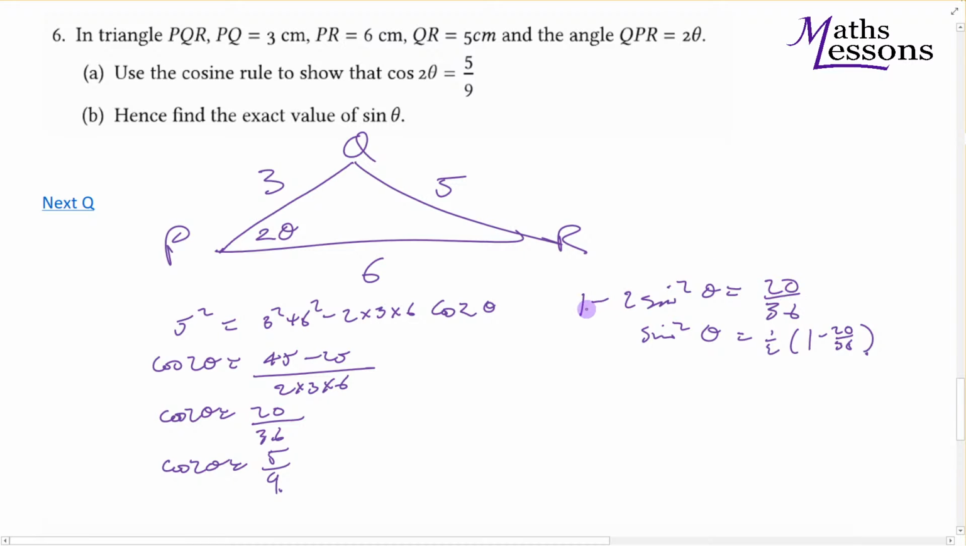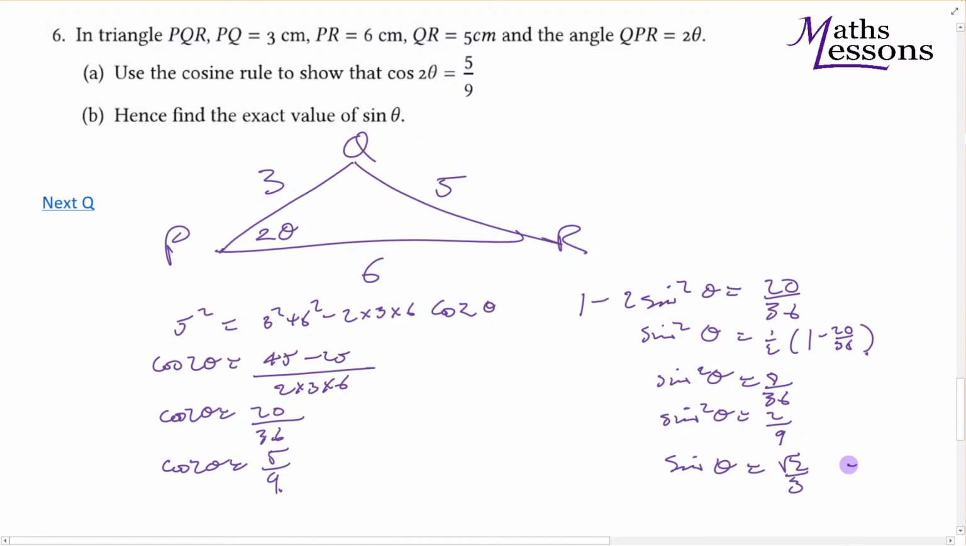Okay, take the 20 over 36 away from the 1, then divide by the 2 to get a half of all of that. So that's going to leave me with 16 over 36, and a half of that will give me 8 over 36. So we know that sine squared theta equals that, and we can cancel this down. 4 goes into both the top and the bottom, so that goes into that 2 and that goes into that 9. So sine squared theta equals 2 over 9. So sine theta will equal root 2 over 3.